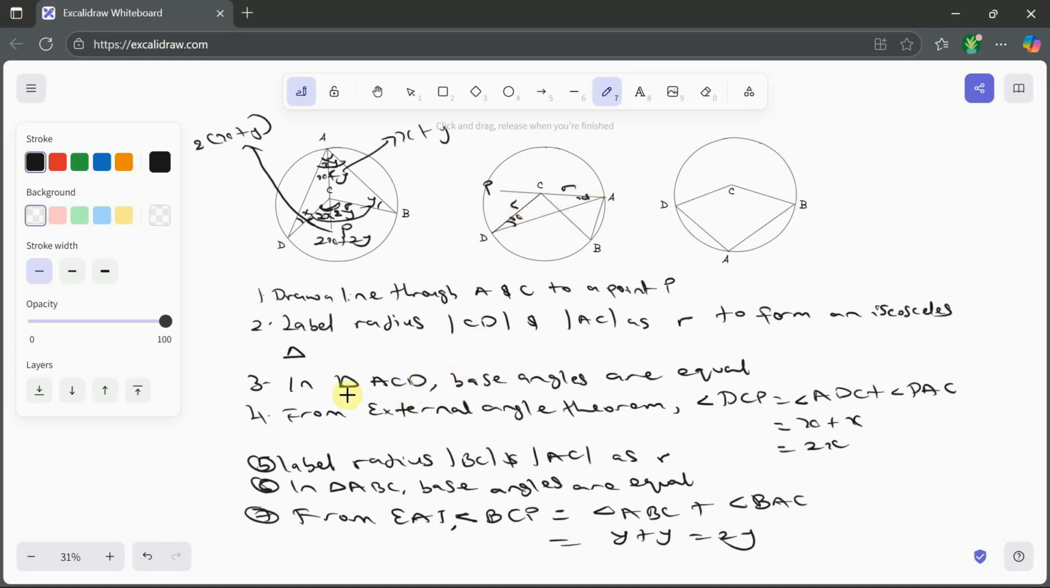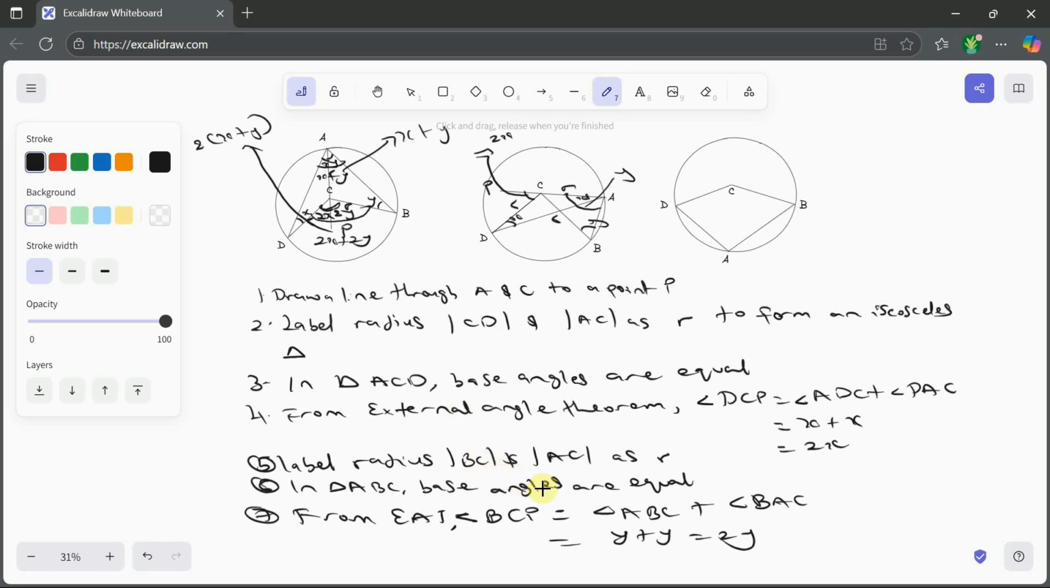Great. It now says from the external angle theorem, angle DCP is equal to 2x. Of course, you know that this is the external angle here. So this guy here will be 2x. It now says label radius BC and AC as R. Because BC is R and this is R, the base angles will be equal. So remember, this is the triangle here. This guy here is Y, and this other place here would also be Y. Do you get? Because these are the base angles. I know that this one is looking bigger. I just have to make it bigger in terms of the arc, but it's the same thing as this value here.